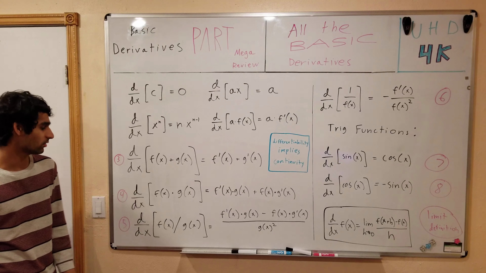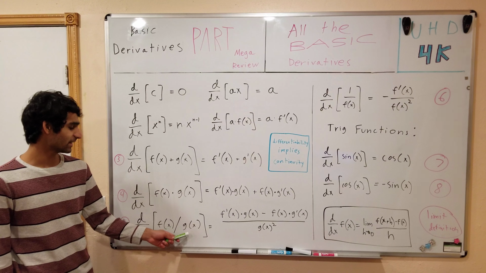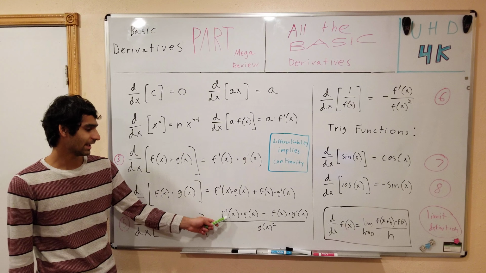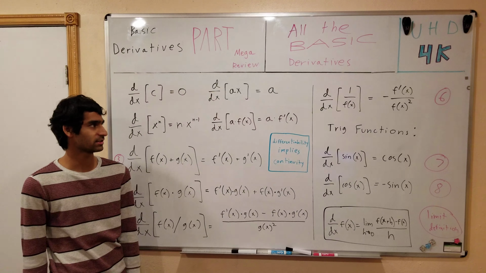Up next is the quotient rule. The derivative with respect to x of a function f of x divided by a function g of x is equal to f prime of x times g of x minus f of x times g prime of x, divided by g of x squared.